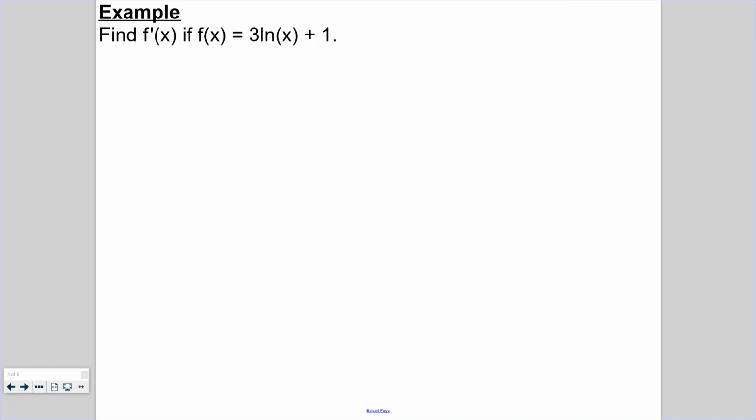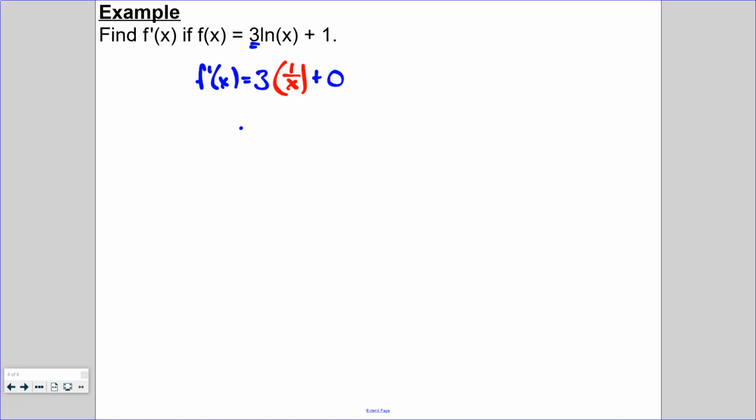So our first example, we're being asked to find f prime of x if f of x is equal to 3 times the natural log of x plus 1. Alright, so f prime of x is going to be equal to, and that 3 in the front, remember that 3 is just a coefficient, so we don't have to worry about that, so I'll bring that down. The derivative of natural log of x, as we just found on the previous slide, is 1 over x. And then plus the derivative of 1, which is just 0.